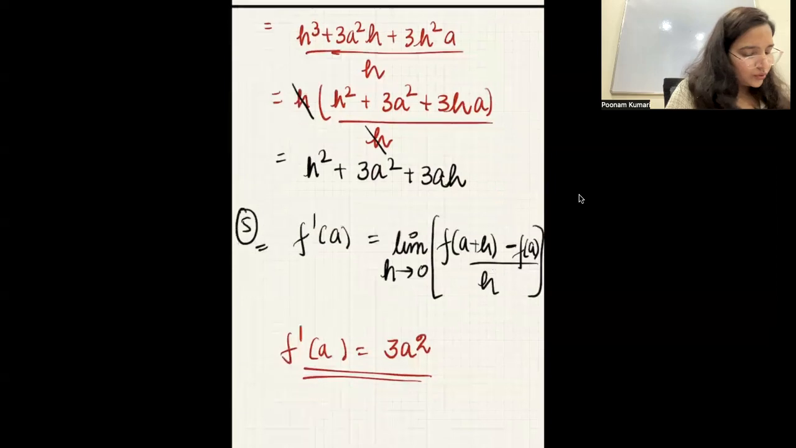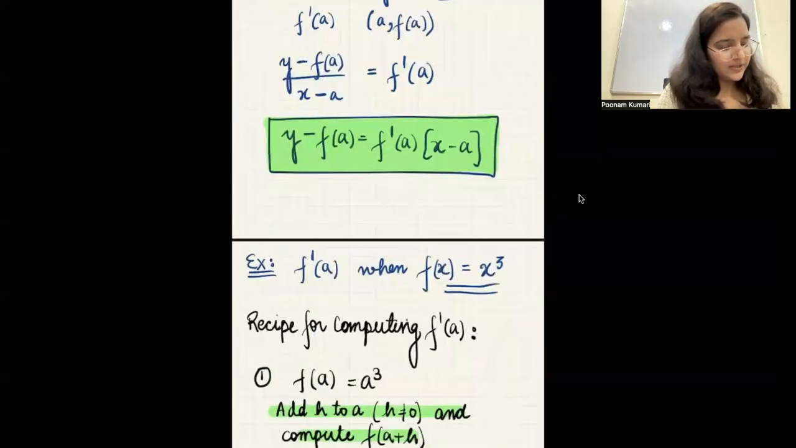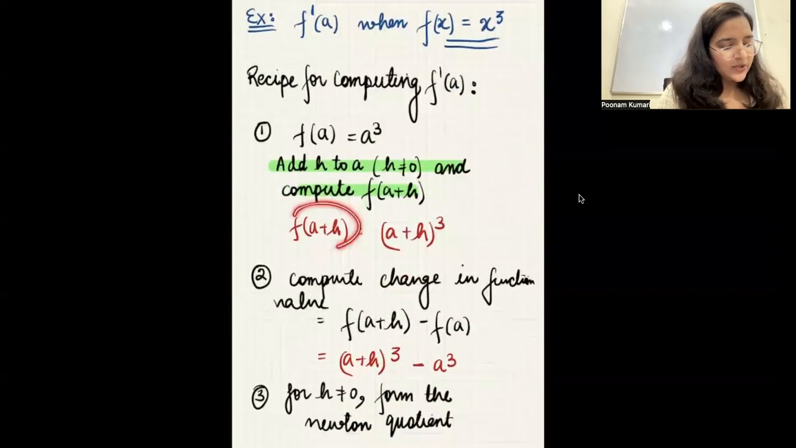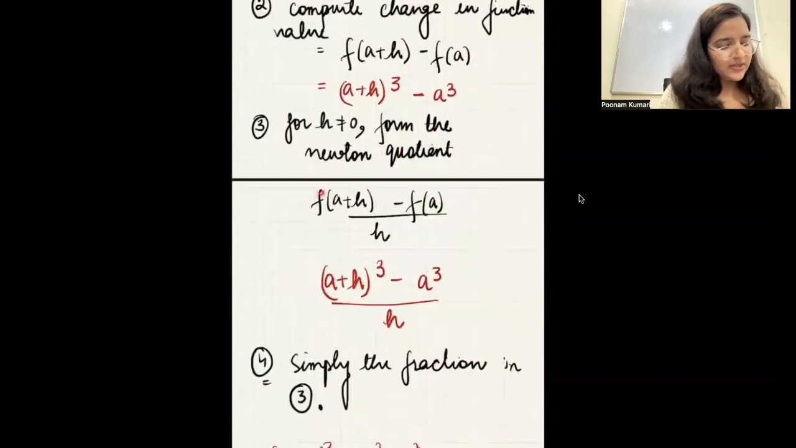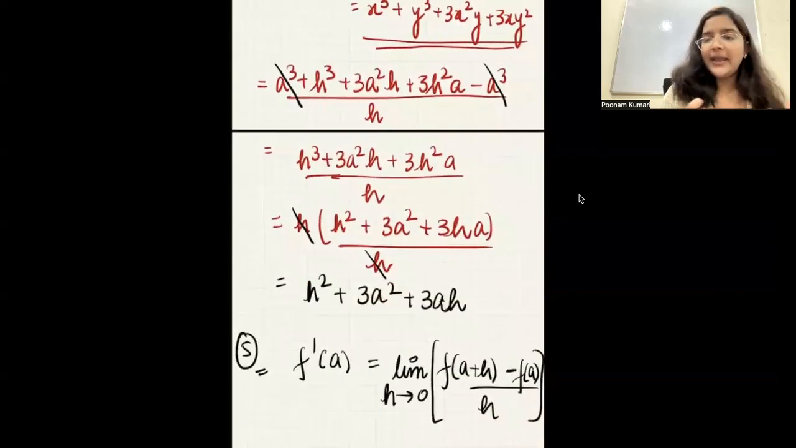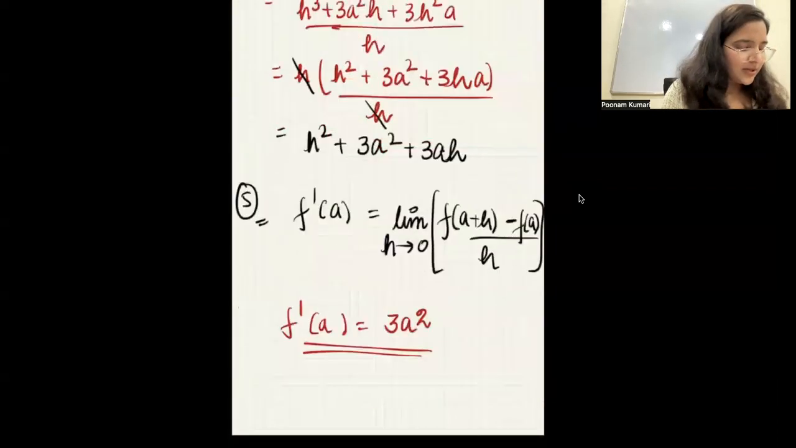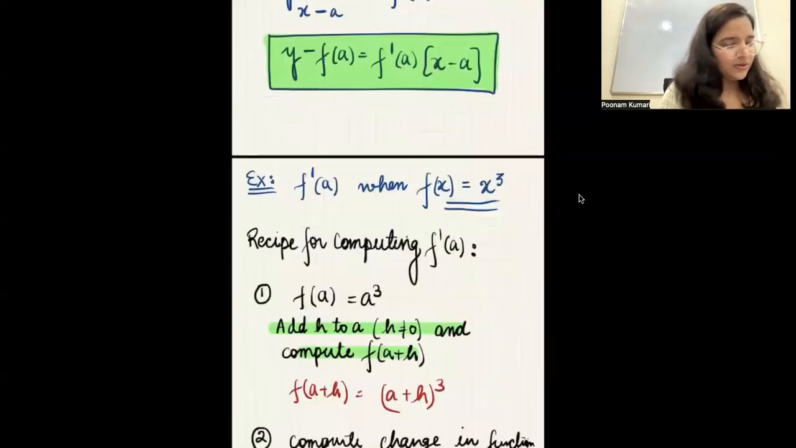Theek hai, so yeah, kya kya steps hain? Pehle simply apna function dekho, function ko a plus h value pe figure out karo, just find the difference between these two, figure out what this is, try and simplify it as much as you can. Theek hai, agar kahin pe bhi h cancel out ho raha hai, please do that and then try to see where will this function go as your h value is getting closer and closer to zero. Theek hai, that's how you'll figure out what is f prime a, which is derivative of function at point a. So these are the steps, this is like the recipe that you will be following to figure out the derivatives.